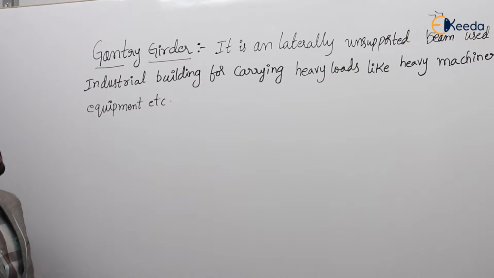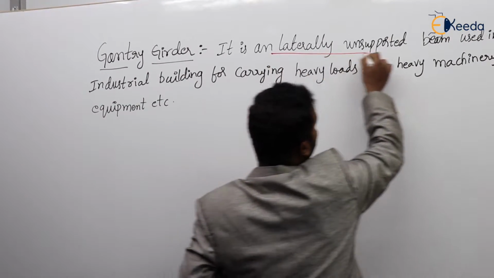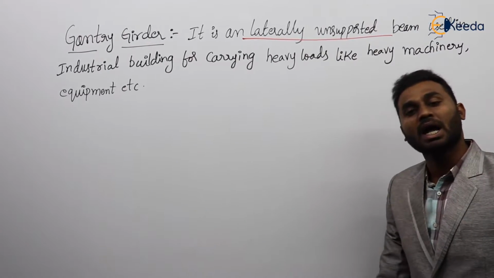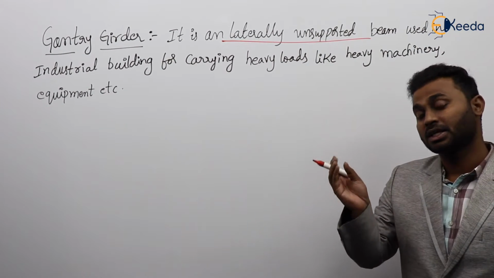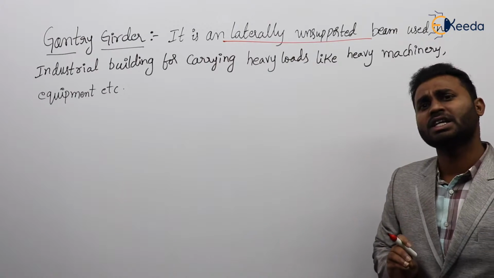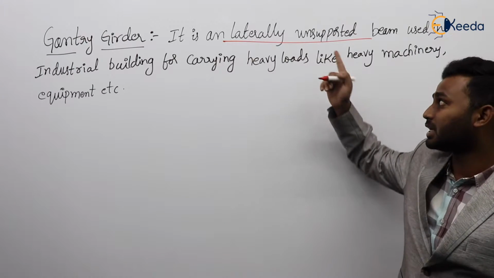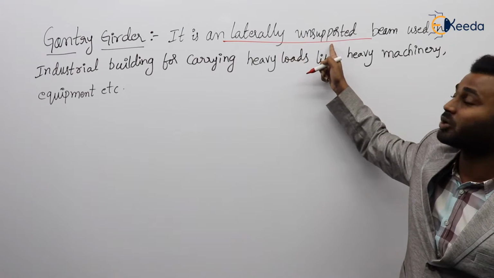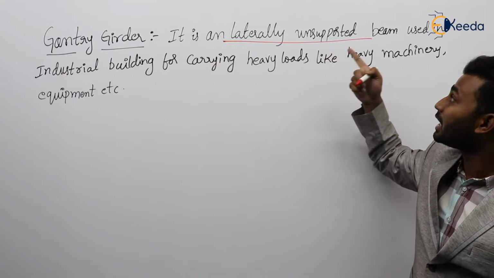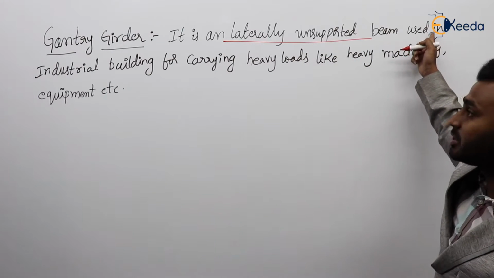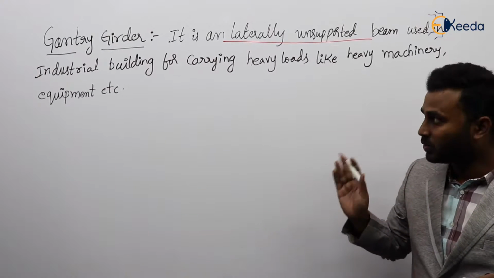So obviously gantry girder is also a beam. But in the first line itself, we have clearly written laterally unsupported beam. We know what is meant by laterally supported and laterally unsupported in the beginning of the design of the beam, exactly in the beginning of the design bending strength of the beam. There we have discussed in detail what is meant by laterally supported beam and laterally unsupported beam. So now the gantry girder comes under the category of laterally unsupported beam, and this beam is used in industrial buildings for carrying heavy loads like heavy machinery and equipments. Clear? So that is the gantry girder.